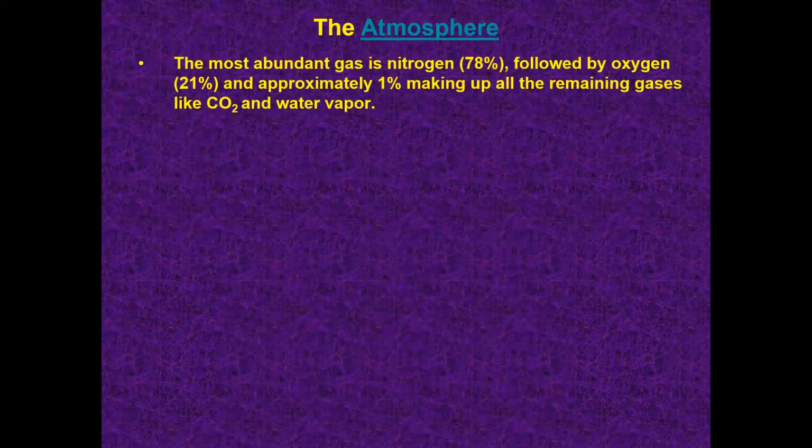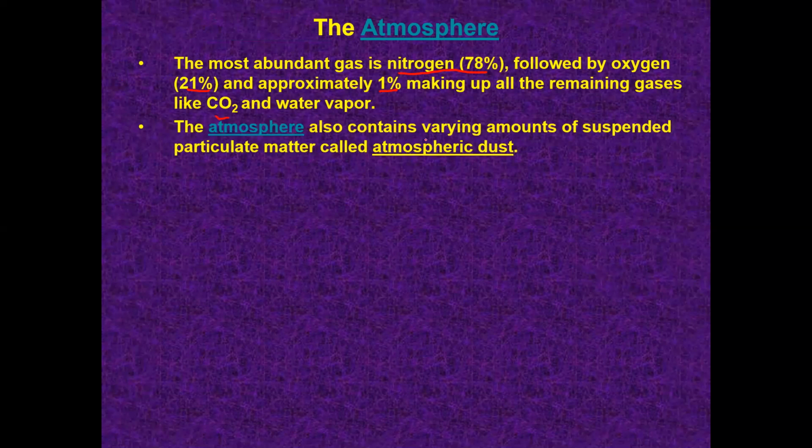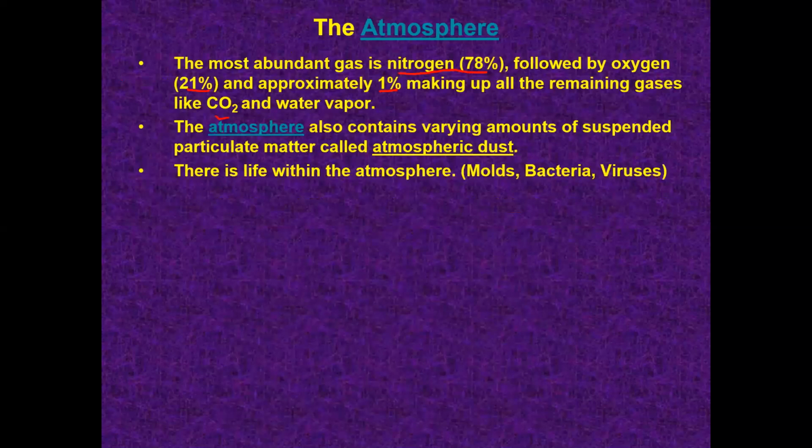Atmosphere. Most abundant gas is nitrogen, followed by oxygen, and then we get trace gases like carbon dioxide, 1%. Atmosphere contains particulates like atmospheric dust. So we get beautiful sunsets in the fall when farmers are doing their plowing, burning their crops. There's life within the atmosphere, so we can find molds, bacteria, and viruses. Well, we know about viruses. They're definitely in the atmosphere.